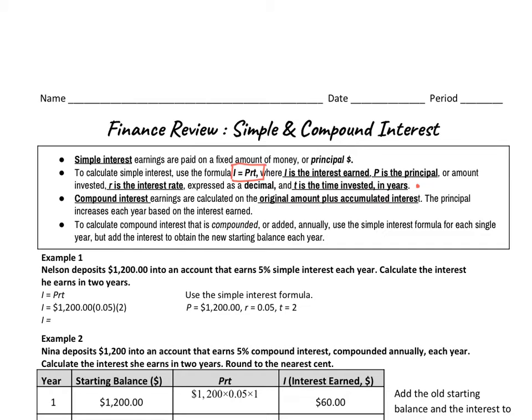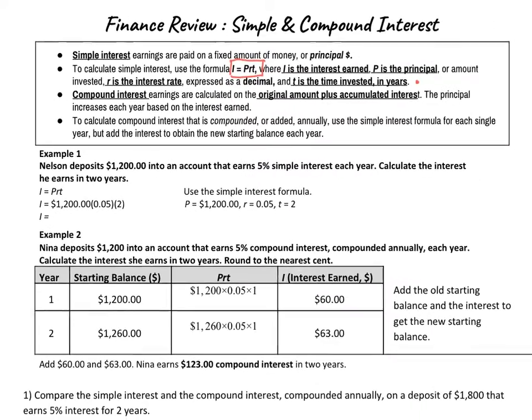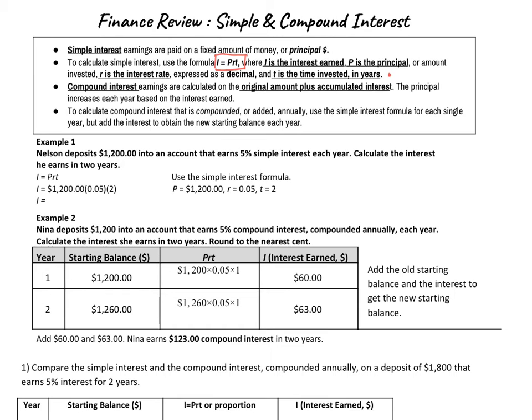Are you with me? Compound interest earnings are calculated on the original amount plus accumulated interest. So like if you do compound interest, you do it for a year, and then you take your total with your interest, and then that goes in and you earn interest on your interest, kind of. Okay? We're going to get into that a little bit clearer here in a minute. To calculate compound interest that is compounded or added annually, use the simple interest formula for each single year, but add the interest to obtain the new starting balance.